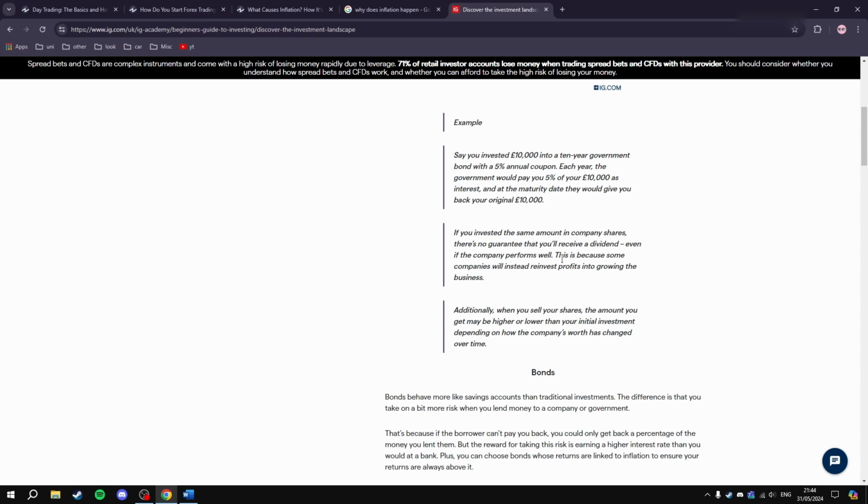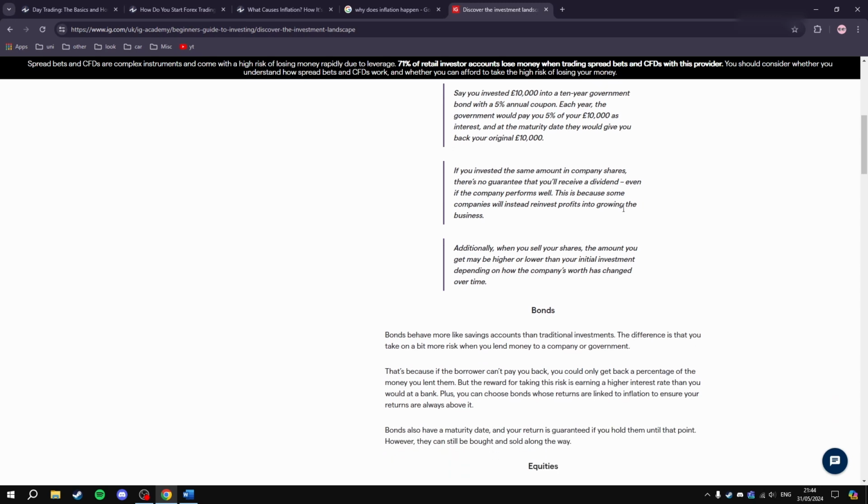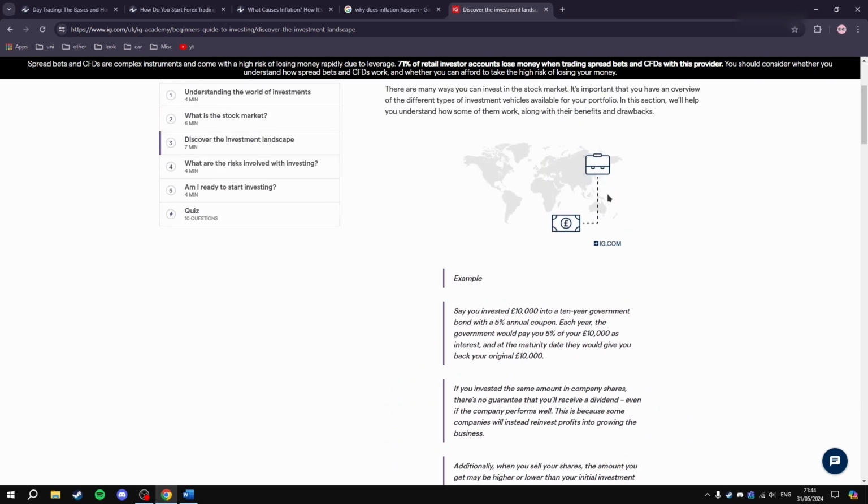if the company performs well. This is because some companies will instead reinvest profits into growing the business. Additionally, when you sell your shares, the amount you get may be higher or lower than your initial investment, depending on how the company's worth has changed over time.